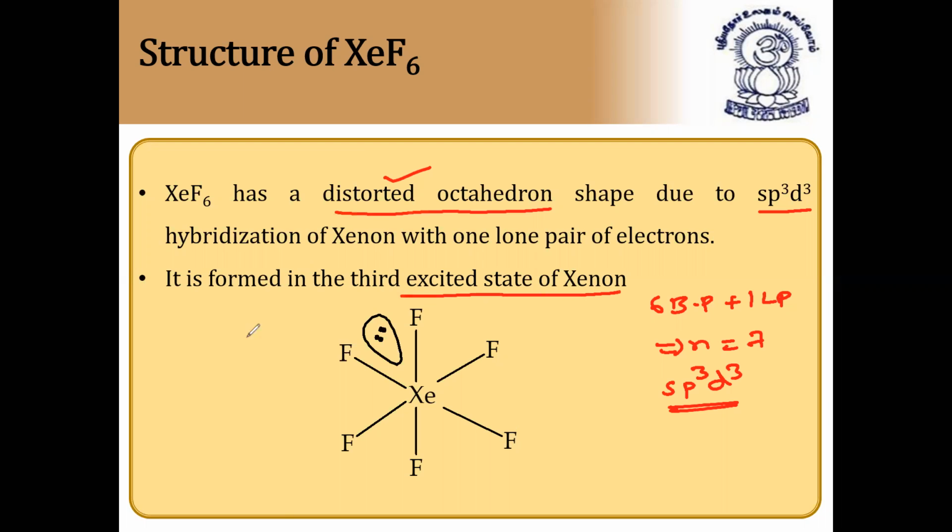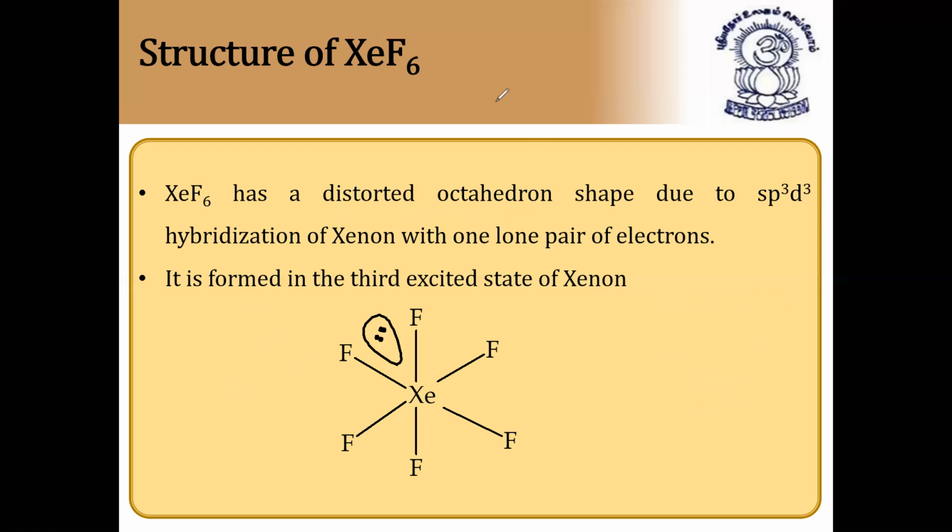First excited state, xenon difluoride. Second excited state, xenon tetrafluoride. Third excited state, xenon hexafluoride. So in each and every excited state, two electrons are unpaired. That's why XeF6 is formed. I hope it is clear. Next, continuation.